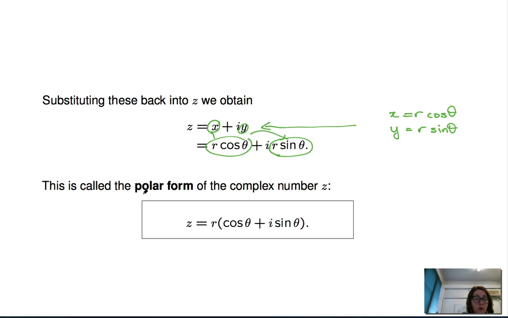And so if I just substitute x for r cos theta and y for r sine theta, then I get something called the polar form. And the polar form of a complex number z looks like this. So z is equal to r, so I've just taken the r out the front, cos theta plus i sine theta. So now I've represented my complex number in terms of the modulus r and the argument theta. And this is called polar form.